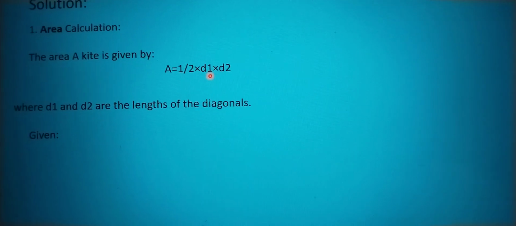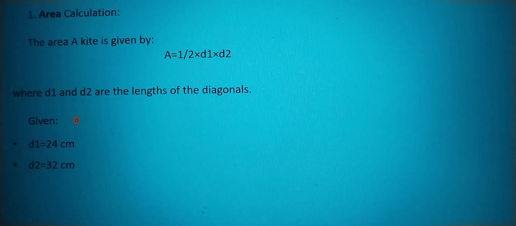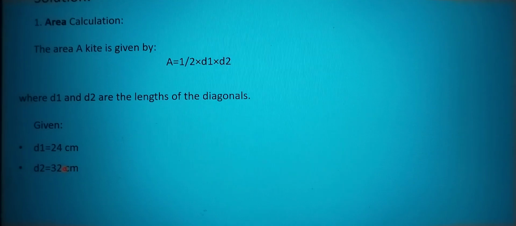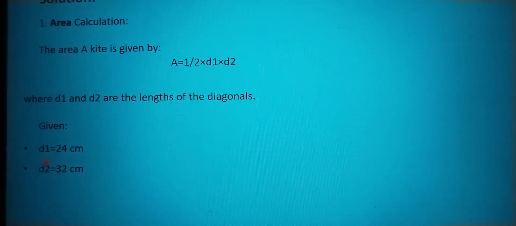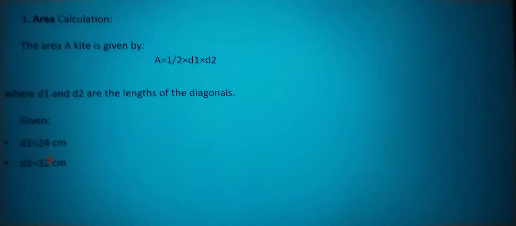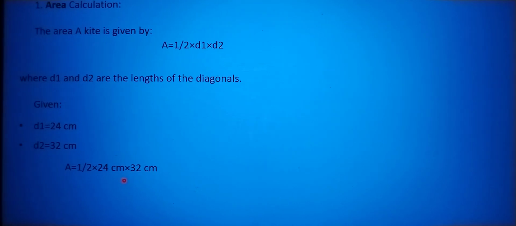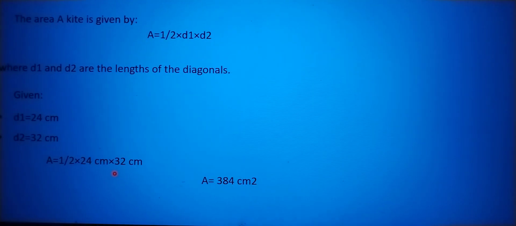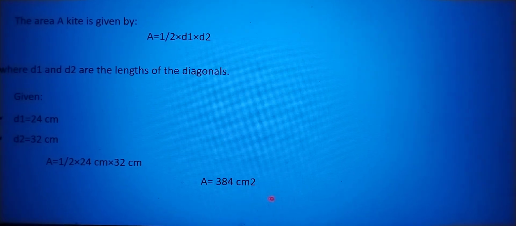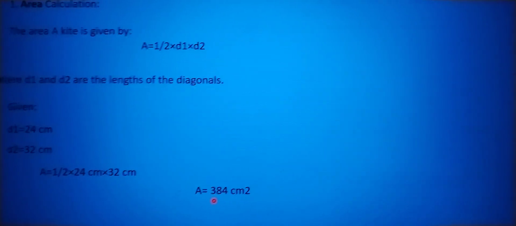Then we can calculate it, because we can see here the given diagonal 1 is 24 centimeter and diagonal 2 is 32 centimeter. You can also name diagonal 1 32 and diagonal 2 24. That doesn't actually make a difference. So area is equal to 1/2 multiplied by 24 multiplied by 32 centimeter. So the area is 24 centimeter times centimeter, so this will be centimeter square. Then when we multiply these two and divide by 2, it will be 384 centimeter square.